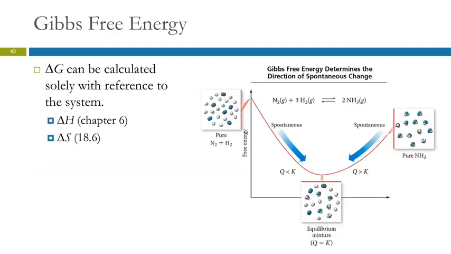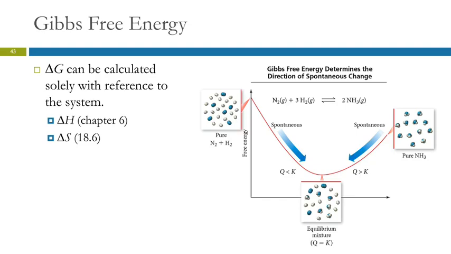So the nice thing about delta G is we can calculate this just based on things referring to the system. We don't have to look at the entire universe. So that makes things a little more manageable. So we need delta H and we need delta S. So delta H information is found in chapter 6. Delta S we just looked at here in chapter 18.